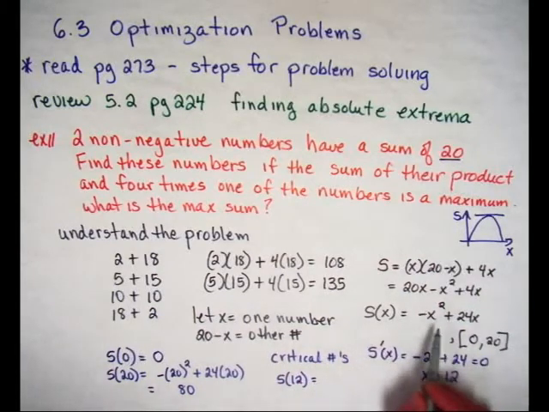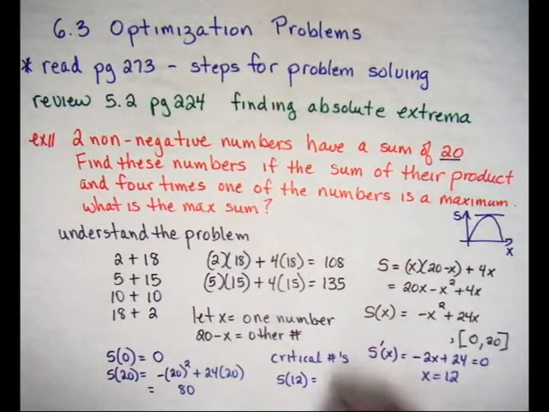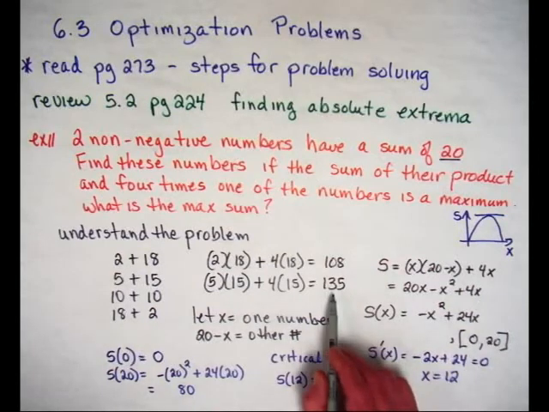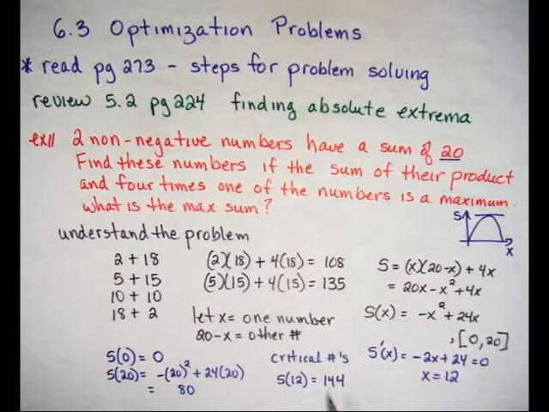So we're going to plug 12 into our sum function, and we're going to get 144, if I did my calculations correctly. So we end up with 144. So 144 was better than the 135. And now we know for sure that we couldn't have done any better than 144.